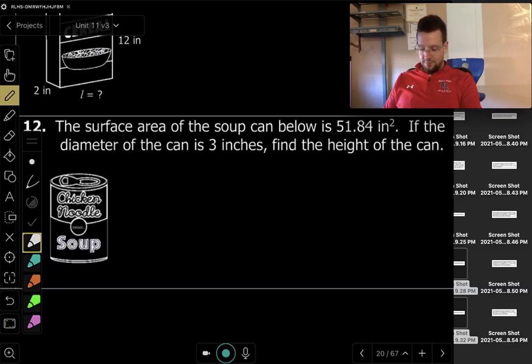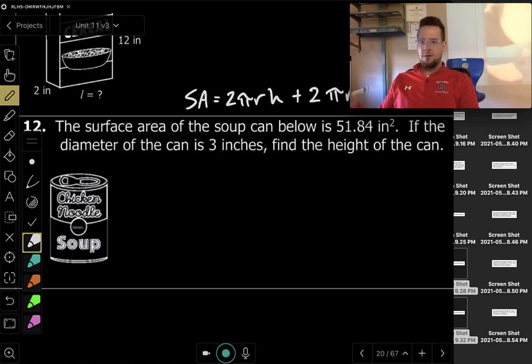So we need the formula of the surface area of a cylinder. This is 2 pi r h, which is the lateral area, plus the area of the base, and there's two of them, so this is 2 pi r squared. These can be found in our notes. We have notes on all of these.